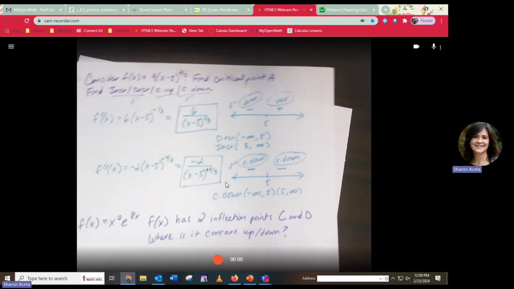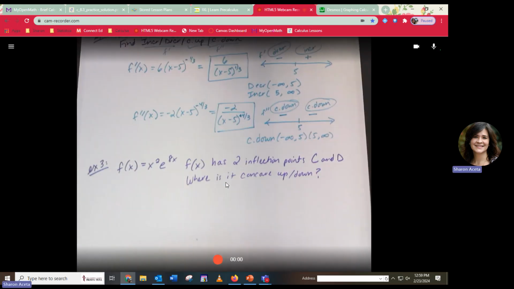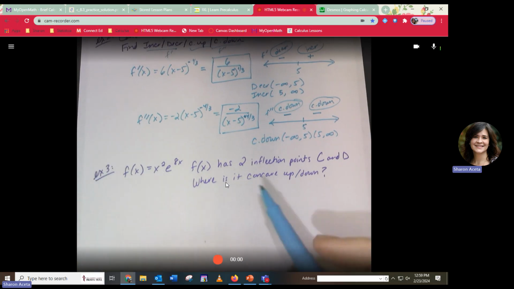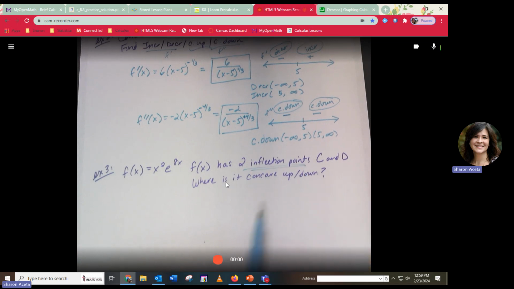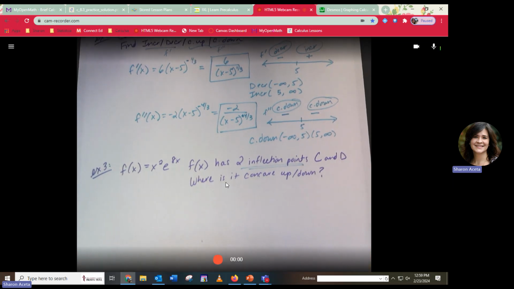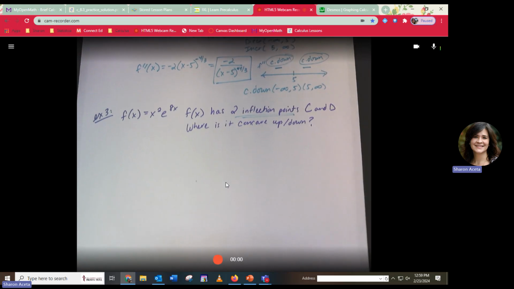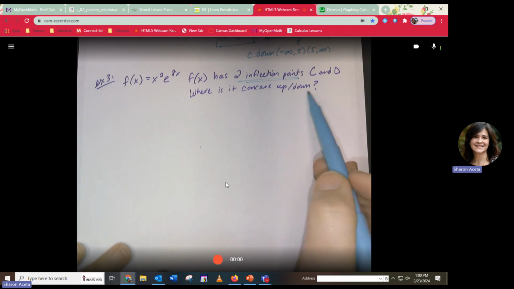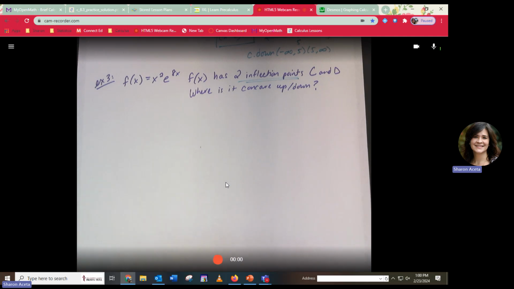So this one is where you have f of x equals x squared times e to the 8x, and they're telling us it has 2 inflection points. So right off the bat, you know you're going to have to do a second derivative because inflection points are in the second derivative. And then it even says, where is it concave up or down? So that's in the second derivative.